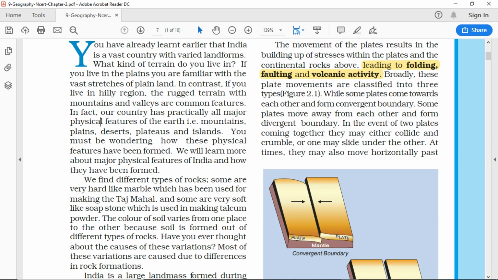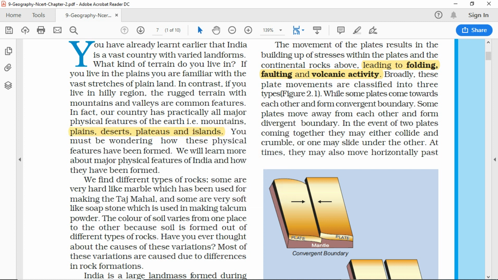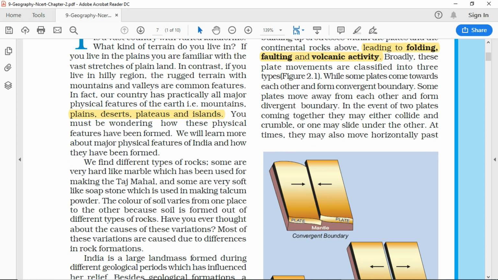In fact, our country has practically all major physical features of the earth, i.e. mountains, plains, deserts, plateaus, and islands. You must be wondering how these physical features have been formed. We will learn more about major physical features of India and how they have been formed.